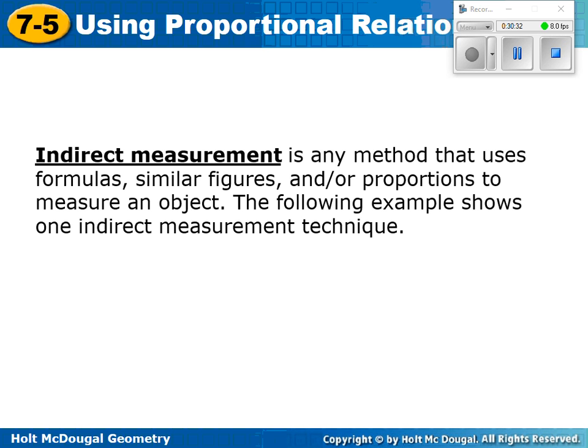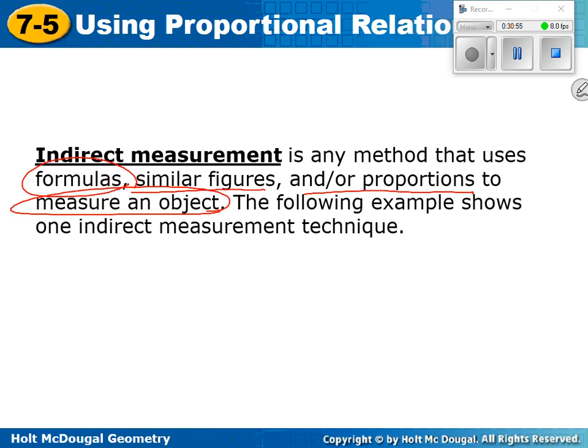So we have angle similarity, making our triangles that we're creating similar to each other. Does that really make sense? Okay, and I'll show you a picture of what we're talking about here in a second. So an indirect measurement is any method that uses a formula, similar figures, and/or proportions to measure an object.